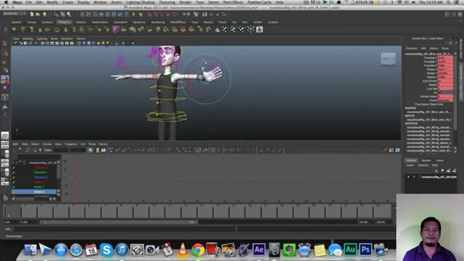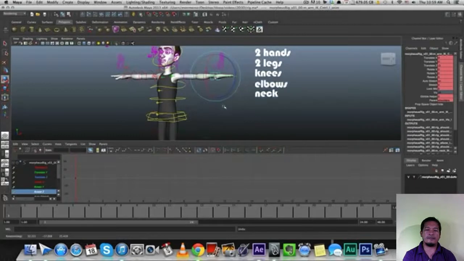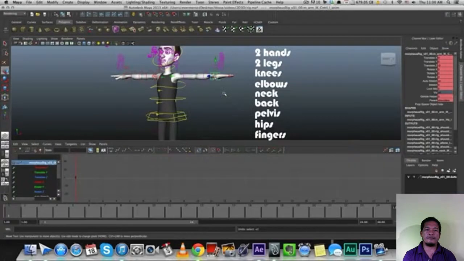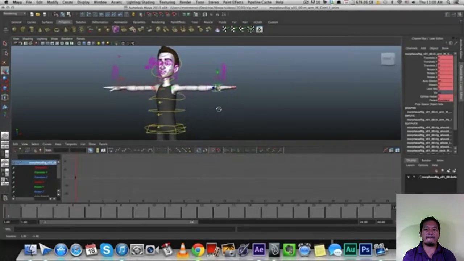And mind you, this is just for controlling one hand. We have these curves for both hands, 2 legs, knees, elbows, neck, back, pelvis, hips, and each part of each finger. That's a lot of curves. Some of the controllers have even more than 6 curves. So yeah, an animator spends a lot of his time looking at these graphs and curves.